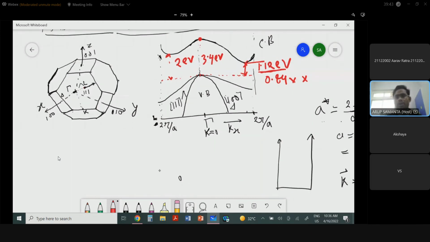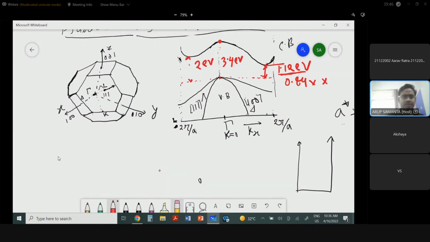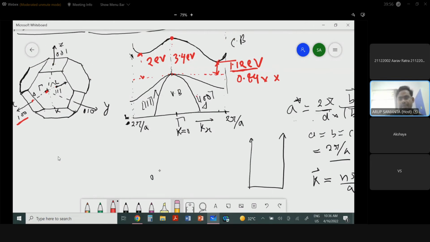So now you can consider that from the center, from this point, if we move along the x direction, you can find it's the 100 plane, and your 100 is along this direction. Your minima is here, a little inside, around 0.84. If we consider from here to here is 1, then 0.84. So at 0.84 into 2 pi by a, you can find this minima.